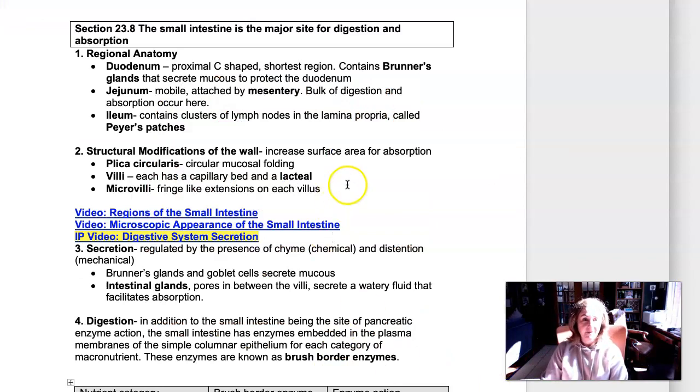So looking back at the notes, I try to make a note of these things. Let's see. So the regions are the duodenum. That's that proximal C shape. That's where we have the Brunner's glands that secrete mucus that protect the duodenum. Next is the jejunum, which is more movable. It's attached by mesentery. The bulk of digestion and absorption occur there. And then the distalmost portion is the ileum.